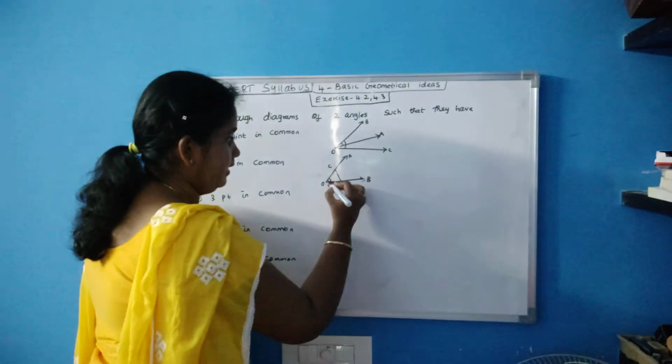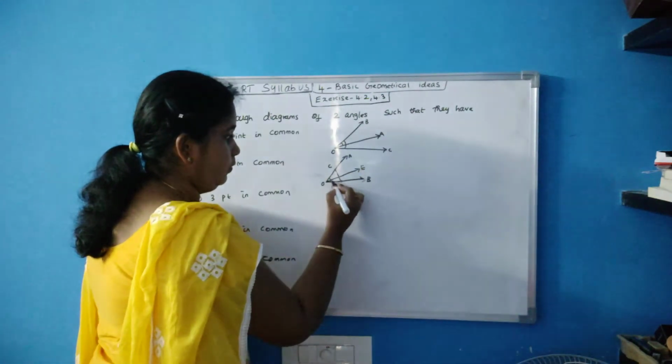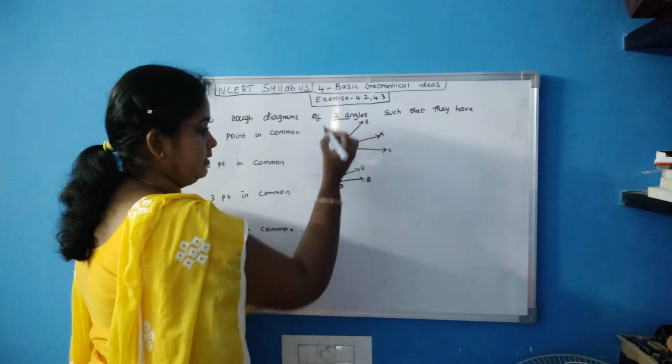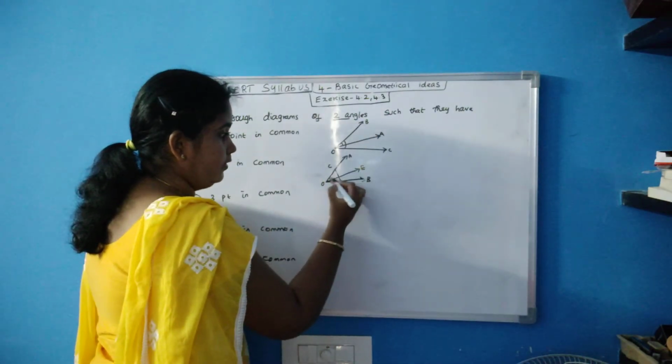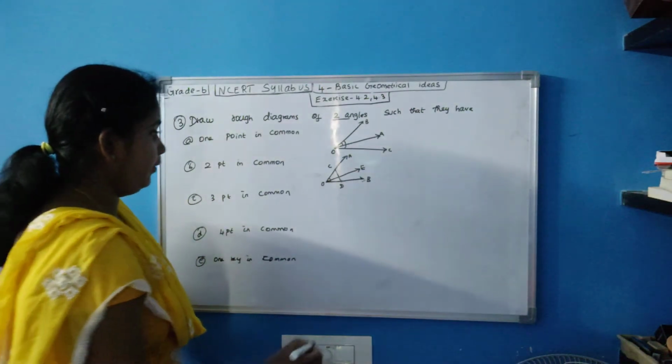If you make another line and name it as E, now there are 2 angles, because they said 2 angles, right? So these 2 points are common to the 2 angles. Okay. Next, 3 points in common.